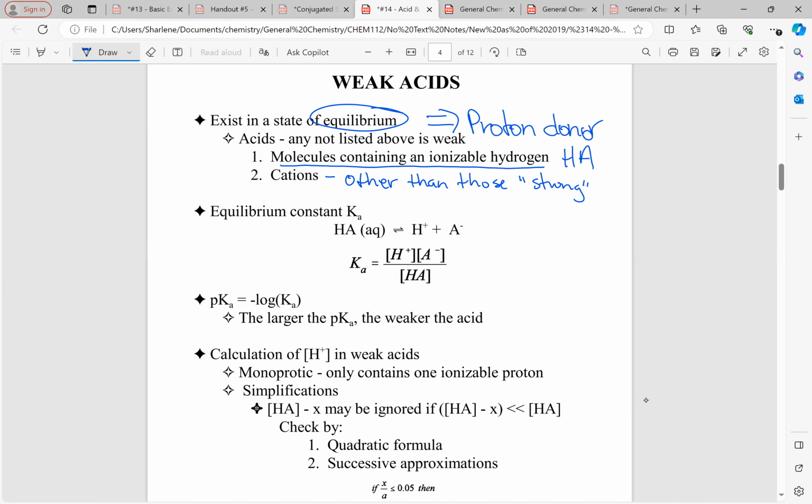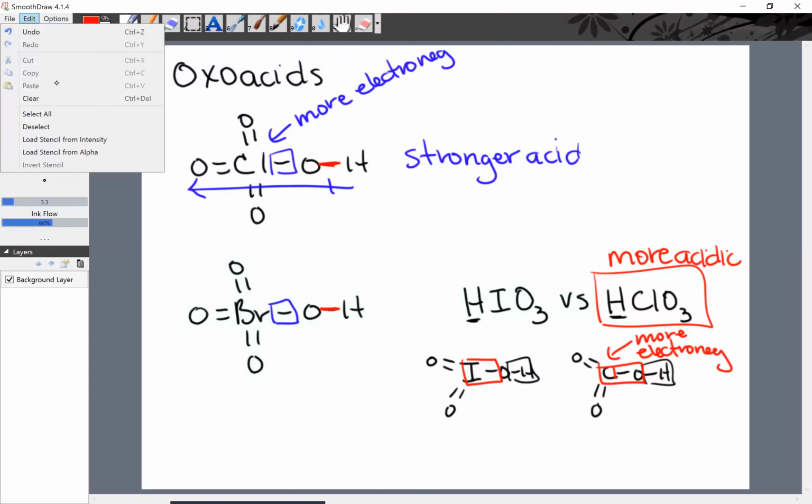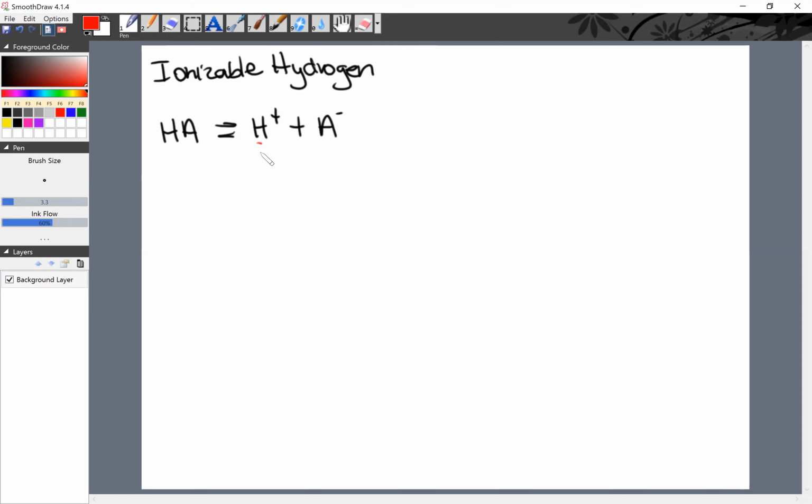So let me go over to the whiteboard and look at both of these examples. All right. And we're pretty comfortable with the ionizable hydrogen. But it's all about the equation. So HA makes a proton and A minus, and here's the key. It's considered acidic if it donates a proton, or it makes a proton on the product side.